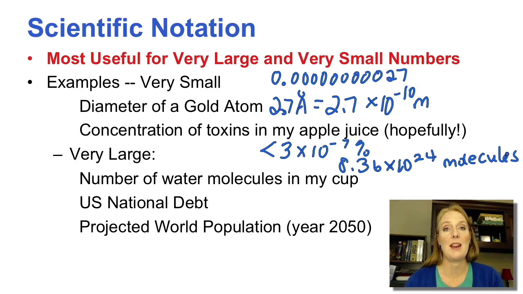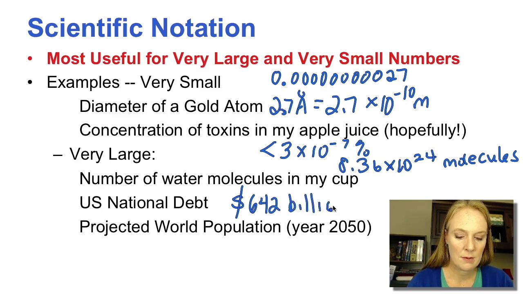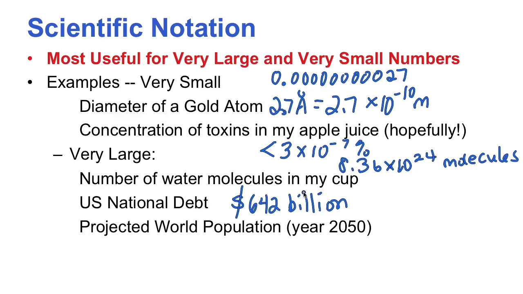I would never want to write that number without scientific notation because I'd have to write a lot of zeros, 22 zeros, wouldn't I? How about the U.S. national debt? Boy, that goes up and down. So that budget deficit fluctuates, but last time I looked, it was $642 billion, which is a huge number. And I can write that as 6.42 times 10 to the 11th power.